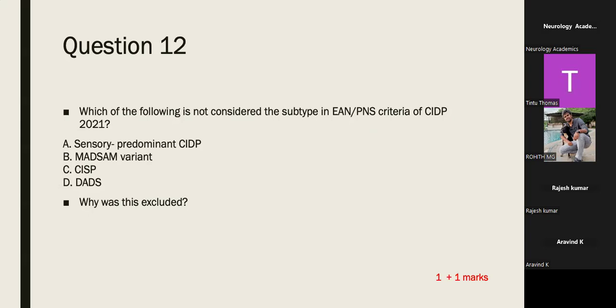Next question is, which of the following is not considered a subtype in the 2021 EAN/PNS criteria of CIDP? Sensory predominant CIDP, MADSAM variant, CISP, DADS variant. And why was this excluded?